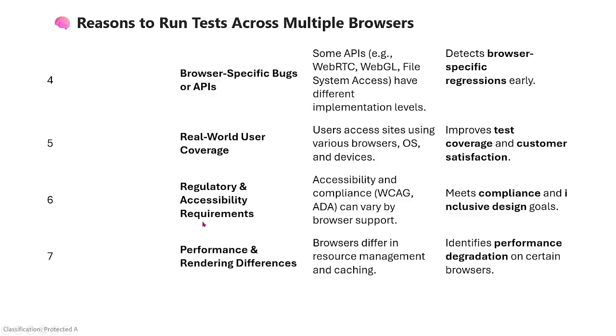Regulatory accessibility requirements. Accessibility and compliance: WCAG and ADA support can vary by browser, so testing meets compliance and inclusive design goals. Performance and rendering differences: browsers differ in resource management and caching. Testing helps identify performance degradation on certain browsers.